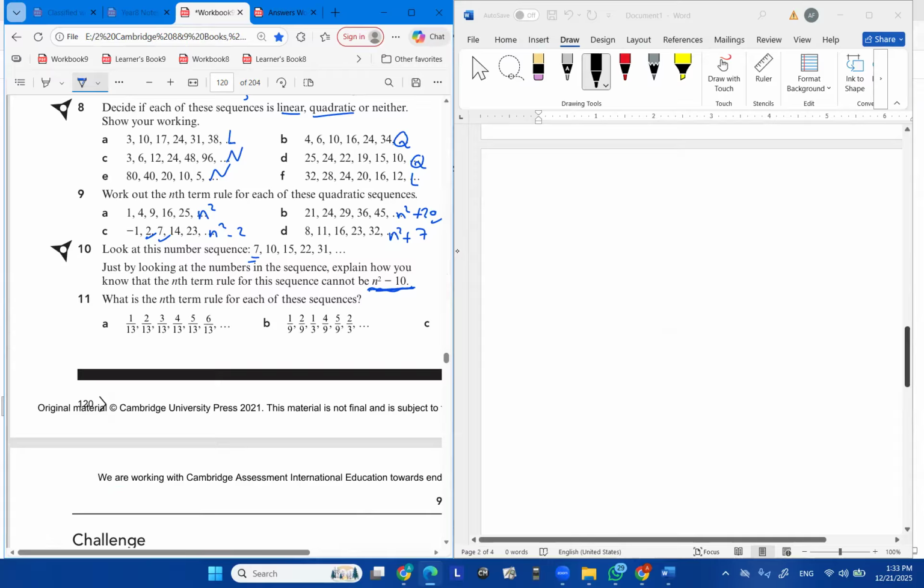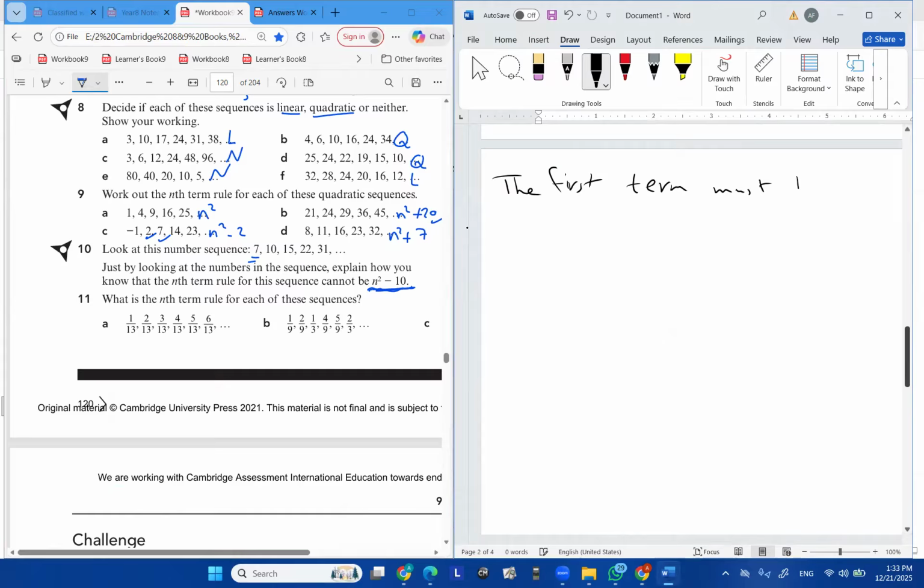I didn't calculate anything. All what I'm saying is that the first term must be negative for n squared minus 10. Because I know 1 squared is 1. Minus 10 is going to be negative 9. Definitely is going to be negative, Mister. And it's not negative. So just by looking at it, I know that this is not the nth term for this sequence.